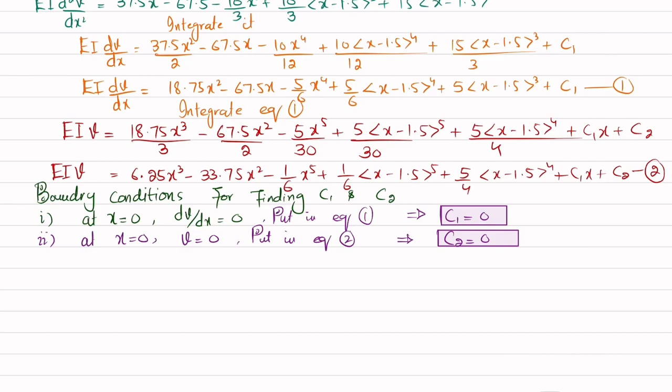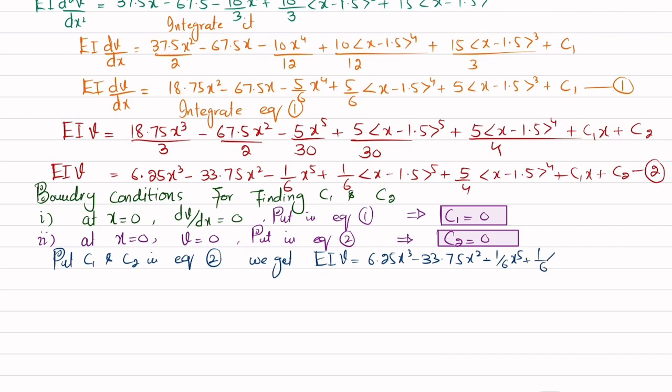So what we will do is put C1 and C2 in equation number 2, that is about deflection. So we get EI into V is equal to 6.25 x cube minus 33.75 x square minus 1 over 6 x power 5 plus 1 over 6 into x minus 1.5 power 5 plus 5 over 4 into x minus 1.5 power 4. C1 and C2 are 0, so this will be the equation.